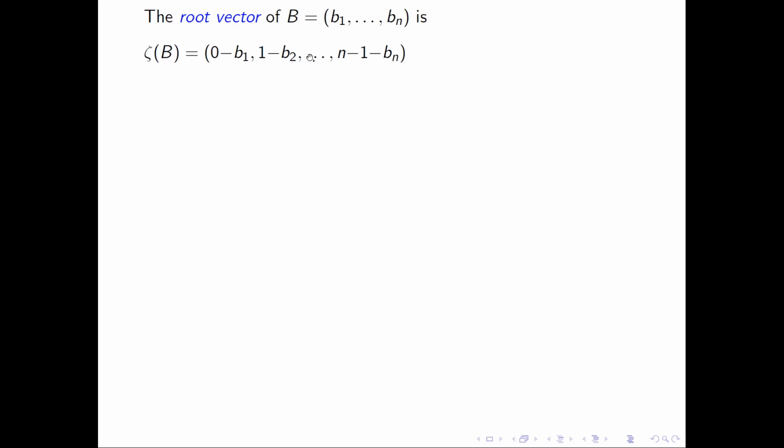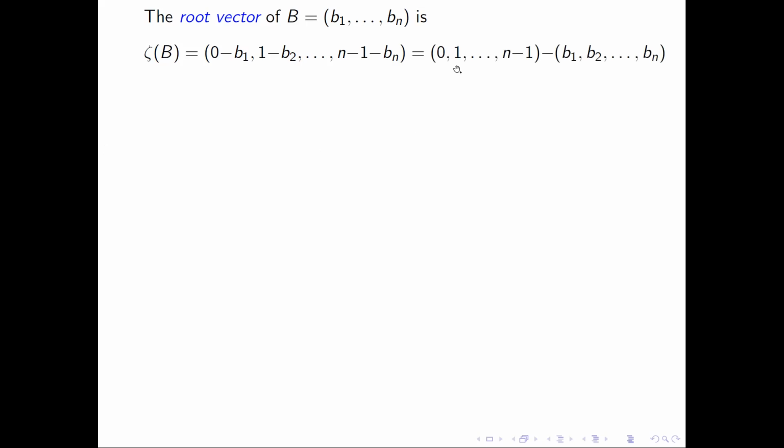So in other words, what's always happening is you're going, whatever the index is, one less than that minus the corresponding entry of the Ferrers board itself. So the last one in this root vector would be n minus 1 minus bn. So this vector has n coordinates in it. So the root vector is this. We'll talk about why it's called the root vector really soon.